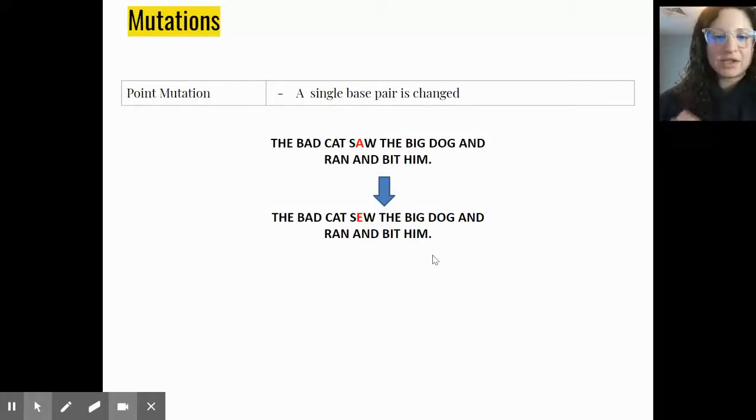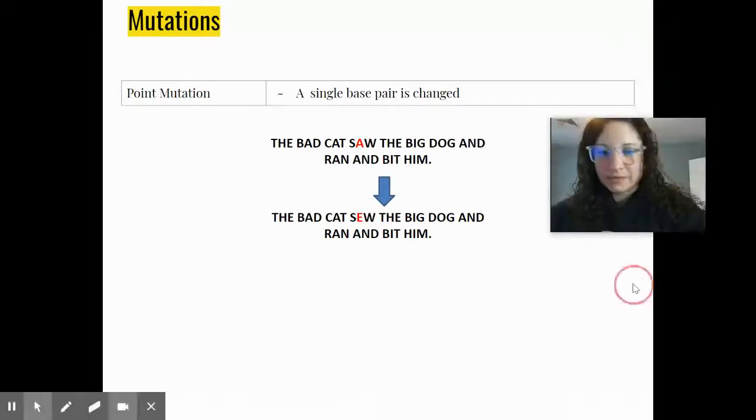So the sentence no longer really makes sense, just because of that one change in letter or one change in nucleotide. So this is what you are seeing with something like sickle cell anemia. So again, this is called a point mutation. One single point in the DNA is changed. One single point in the DNA, one nucleotide, is changed from one letter to another letter.